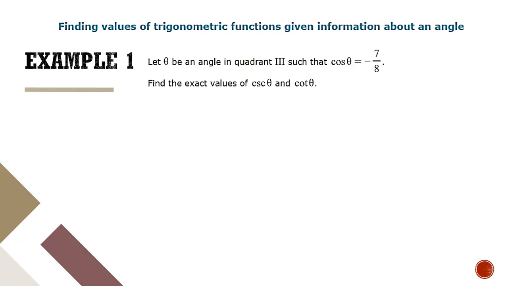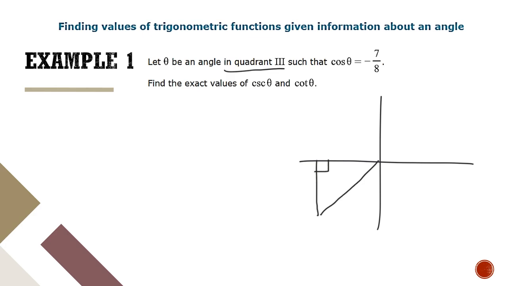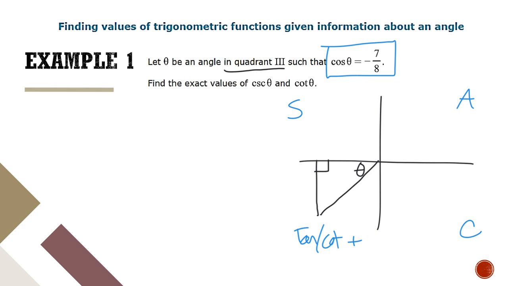So let's look at example 1. We're going to be in quadrant 3. Quadrant 3 is down here. So we draw a lovely triangle, just a random triangle like this, and we put our theta here. Notice that we have the cosine, which is negative 7/8. Remember, we have C, A, S, and T, so both tan and cotangent are positive. Everything else is going to be negative. So this will be a negative value, and this will be a positive value when we find them.